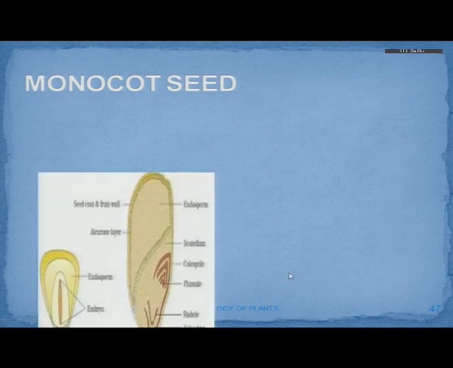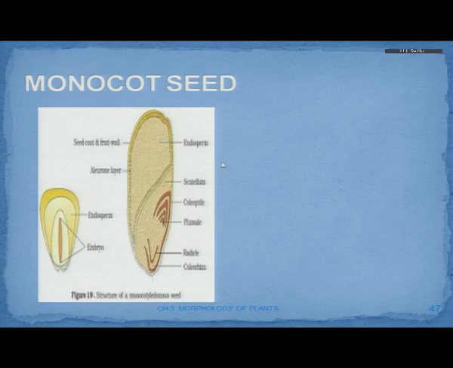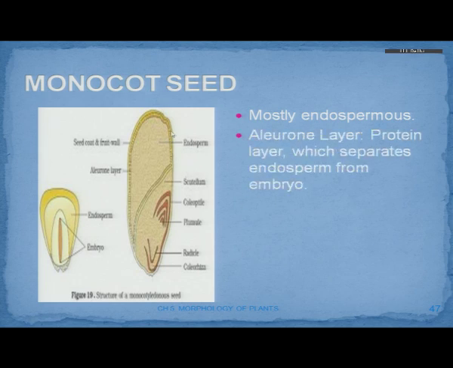Now, in dicot seeds, this was the structure. Let us come over to the monocot seeds. In monocot seeds, there is only one cotyledon and mostly the endosperm is present. It is persistent, it is not consumed totally by the growing embryo. There is one layer which is known as aleurone layer. This aleurone layer is made up of proteins and it separates the endospermous part from the embryo.